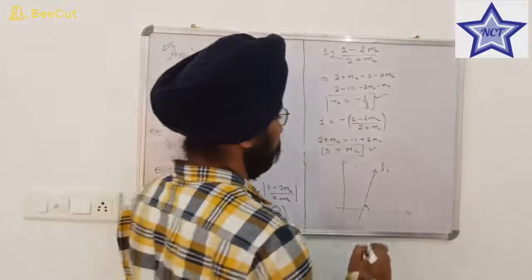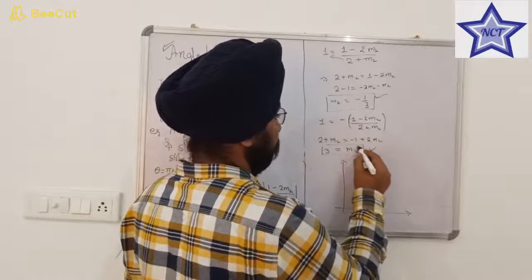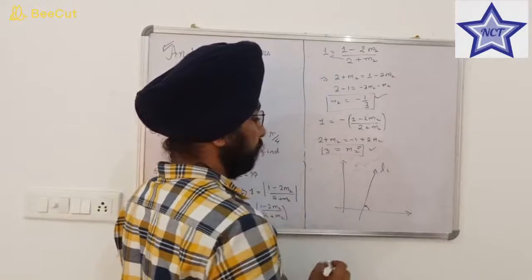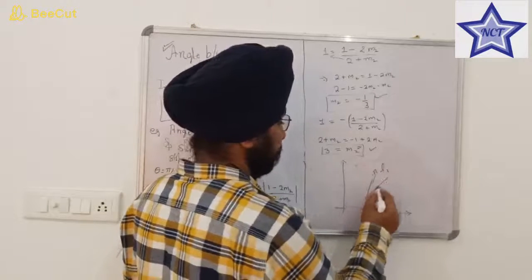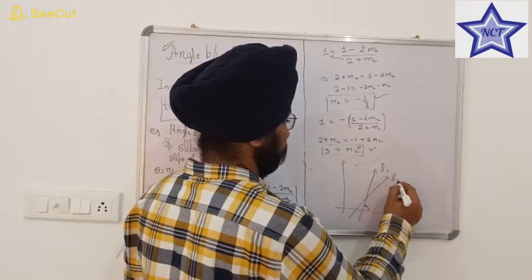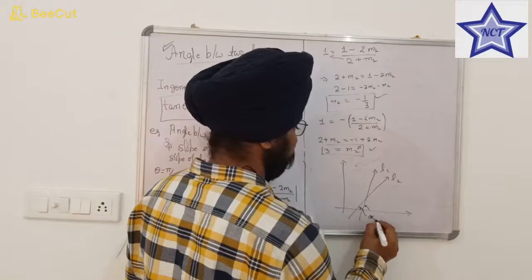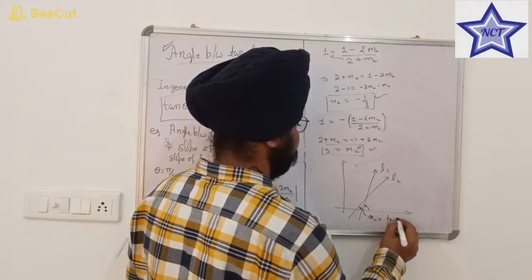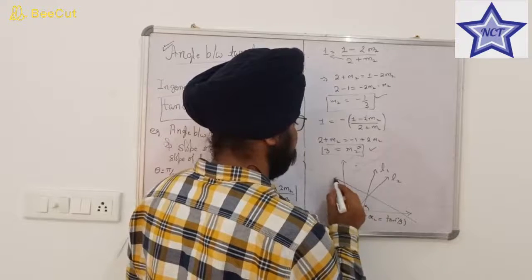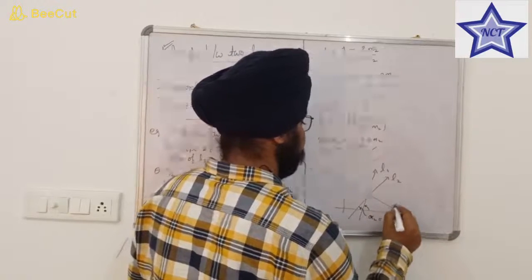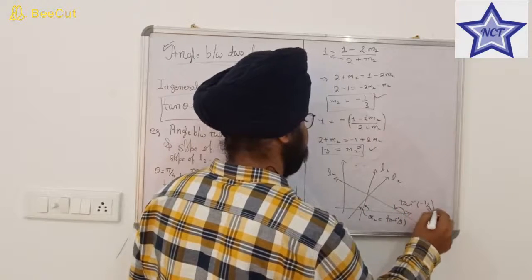For line 2, I can draw it for the positive value, where theta must be acute since the slope of the line is positive. So I can draw it in this way: line 2, alpha 2, equal to tan inverse 3. Or I can also draw it here as line 2 with tan inverse of minus 1 by 3.